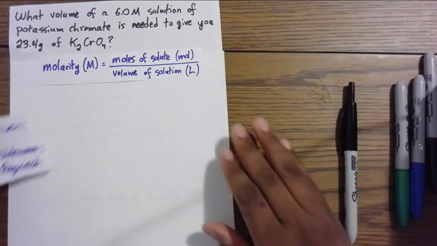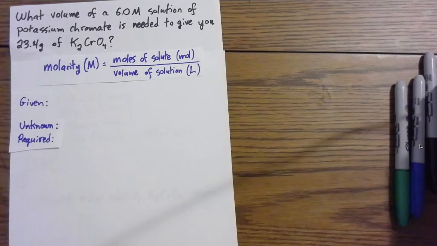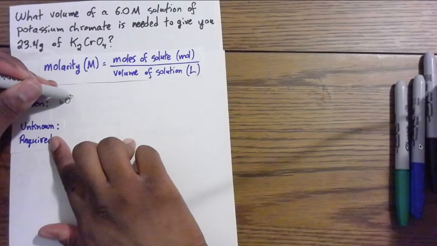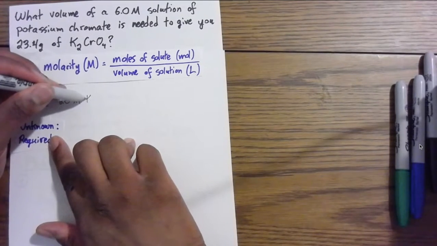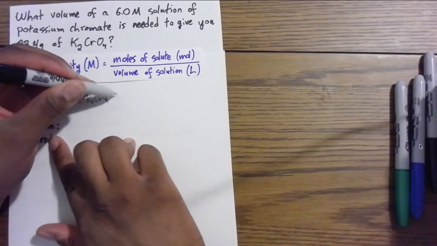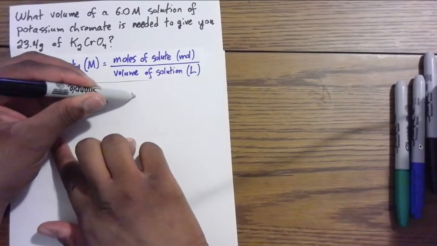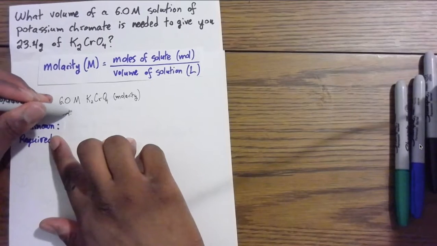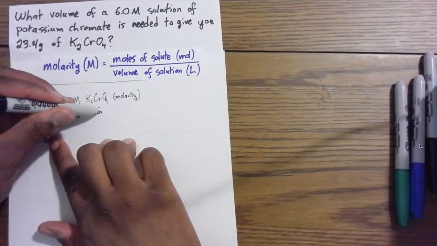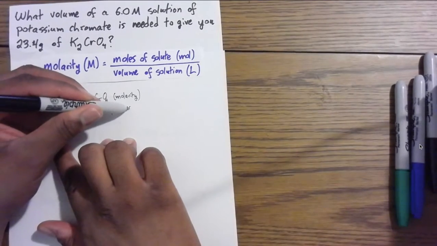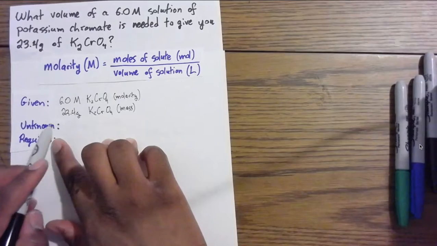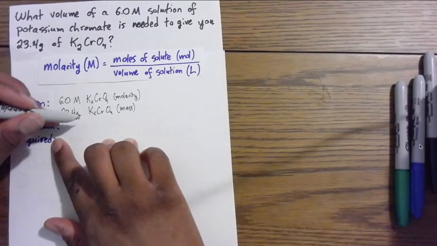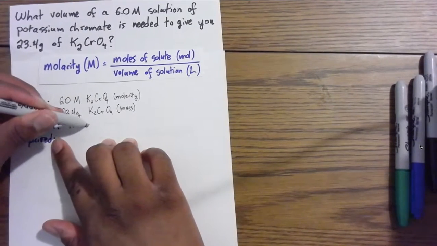Now let's analyze this problem and see what information we have to work with. Given to us in this problem is the molarity of the solution. So we have a 6.0 molar solution of K2CrO4, and this is the molarity. Also given to us is the mass of potassium chromate, 23.4 grams of K2CrO4, and our unknown, what the problem is asking for, is the volume of solution required to give us this mass. So our unknown is volume of solution.